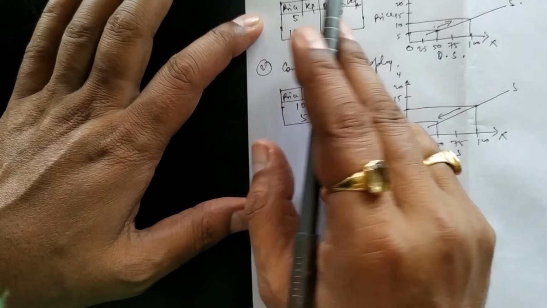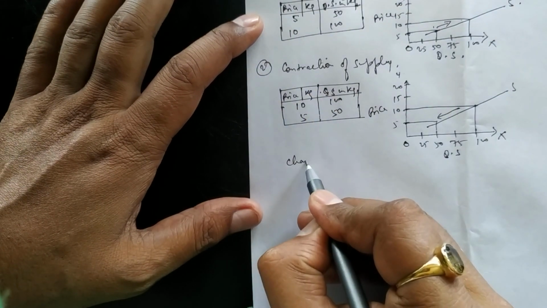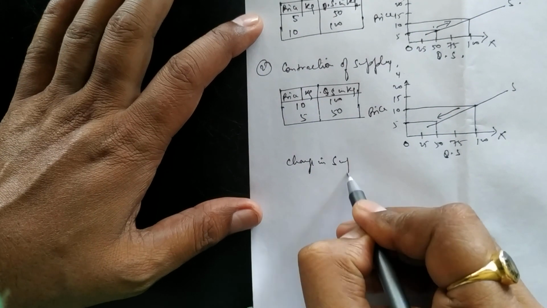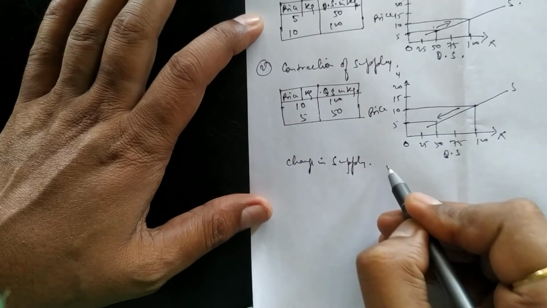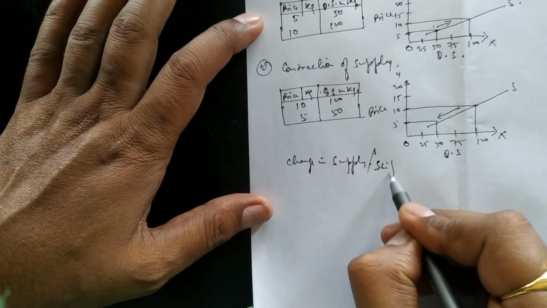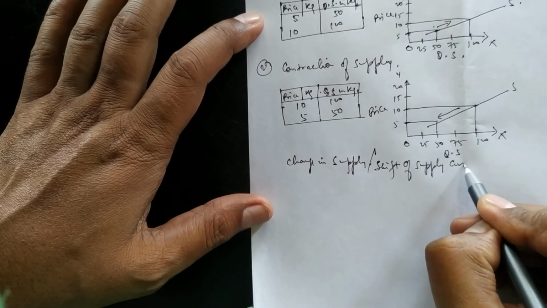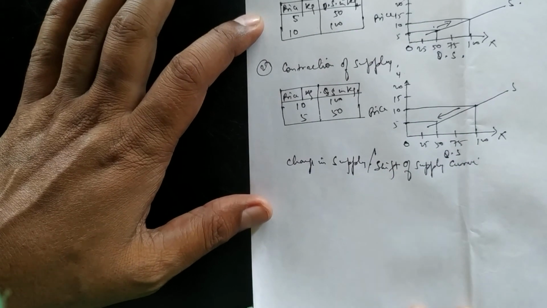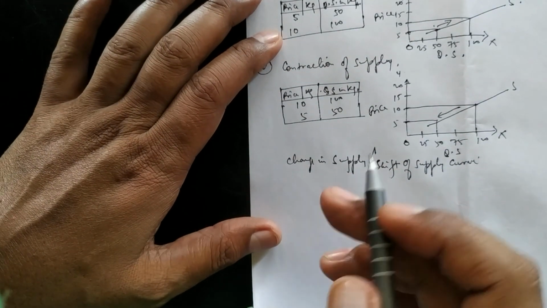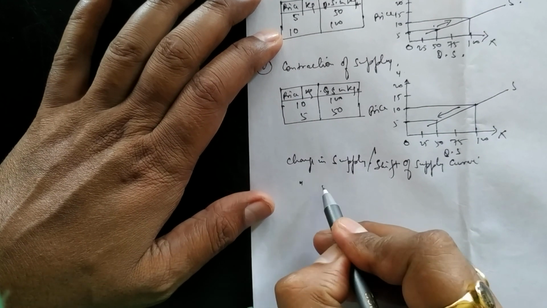Now we'll come to the change in supply. This is change in quantity supplied. Now change in supply, which is also known as shift of supply curve. Shift of supply curve. Now what is change in supply?